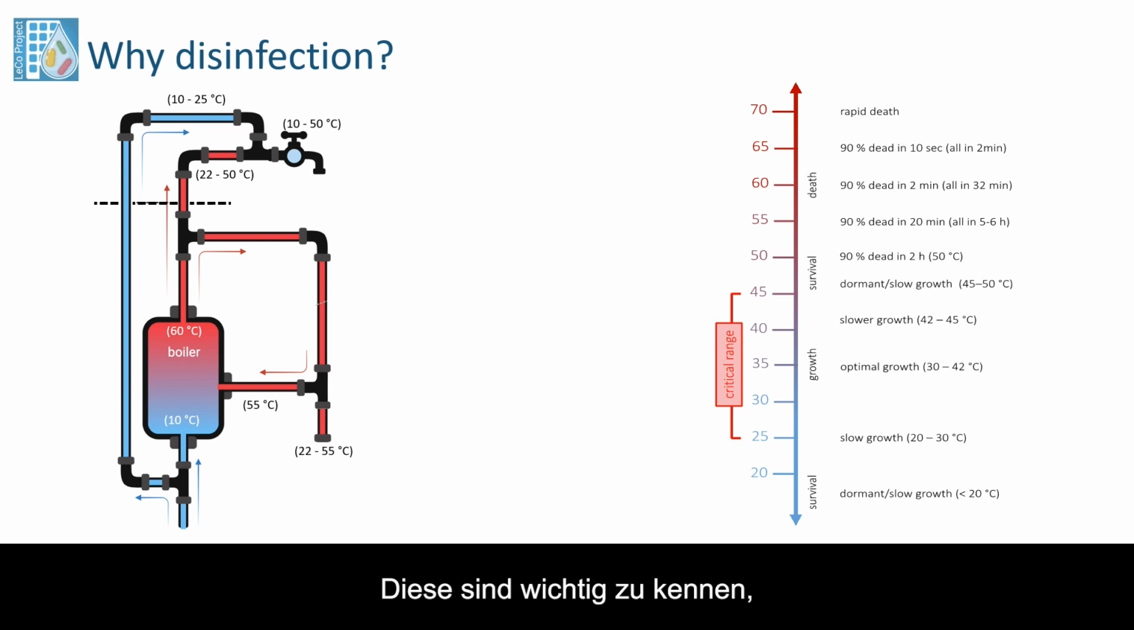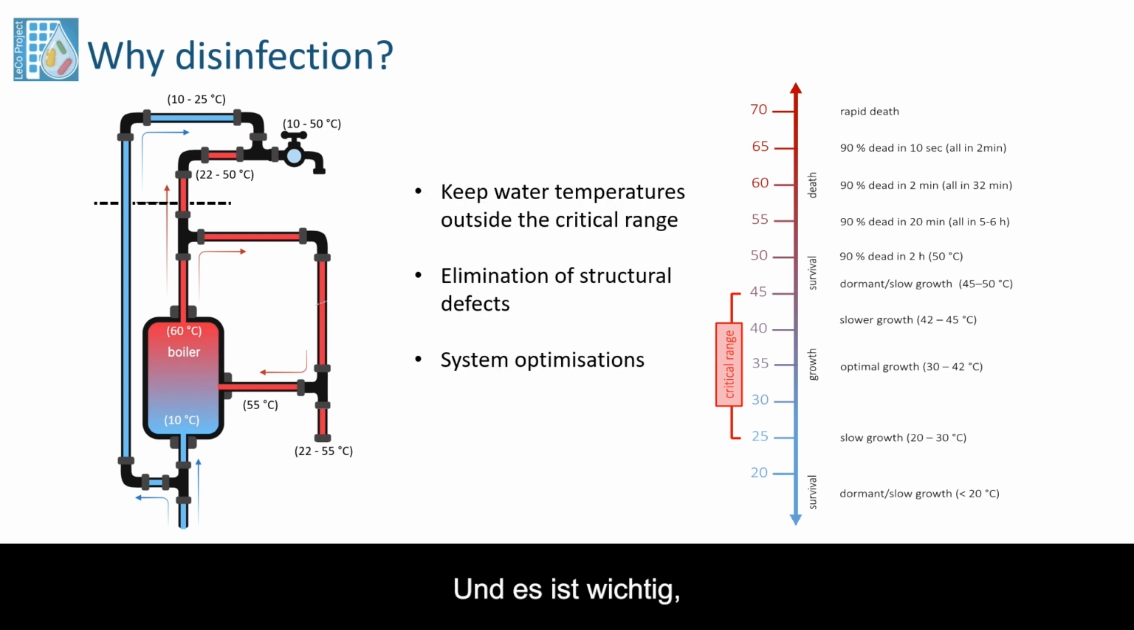It is important to know that Legionella only grows in a certain range, the critical range from 25 to 45 degrees. It is important to keep water temperatures outside of this critical range so that Legionella cannot even start to grow. But this is not always possible, as already presented in other videos of this series.